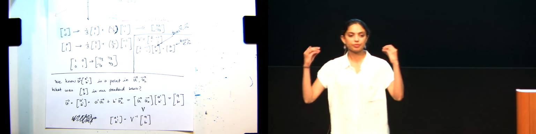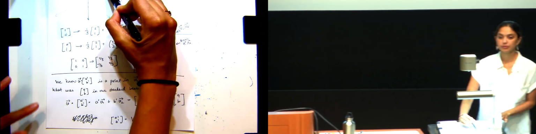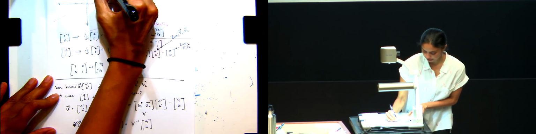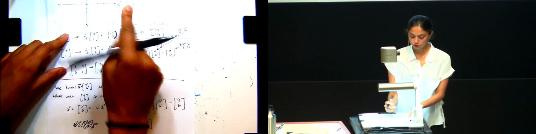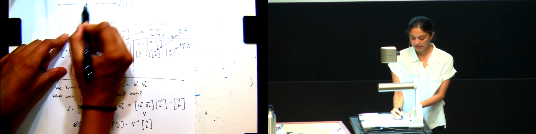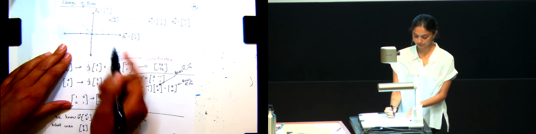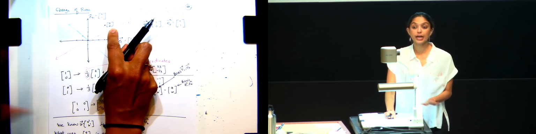A prime, B prime, I'm thinking of as a generic point. So when I think of this point as, let's say, AB in our standard E1, E2 basis, that means that to get to AB, I had to walk A steps along E1. AB is a generic point in our standard basis, right?